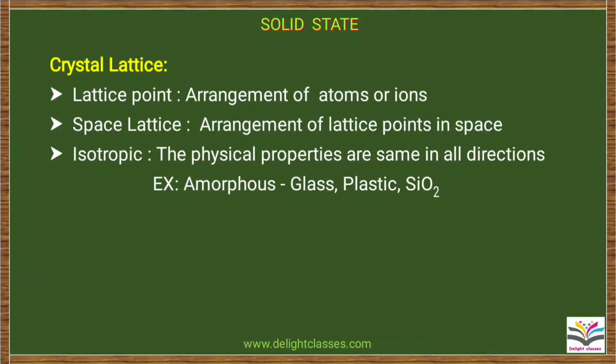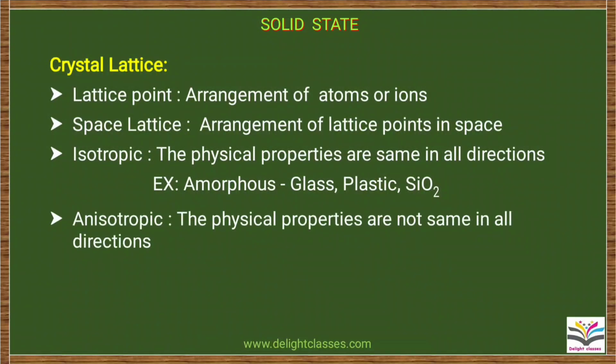Amorphous solids, examples: glass, plastic, sand. Anisotropic: the physical properties are not the same in all directions. Example: crystalline solids.